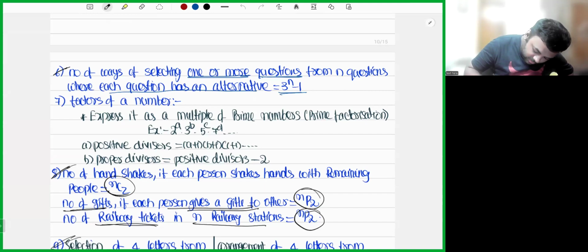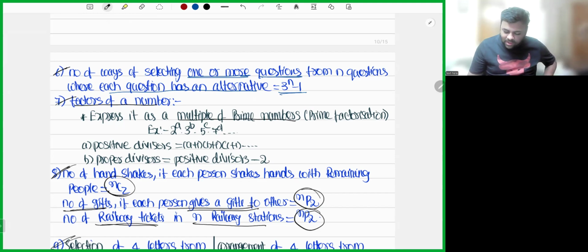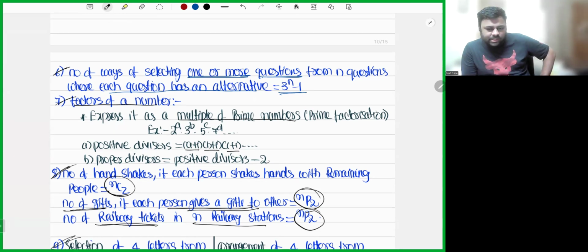This is point number 7. Factors of a number: express the number as a product of prime numbers, prime factorization. After that, the number of divisors will be a plus 1 into b plus 1 into c plus 1, and so on, where a, b, c, and so on are the powers of prime numbers. If you want proper divisors, proper divisors means you have to exclude 1 and the number itself. So for proper divisors, I'll do minus 2.